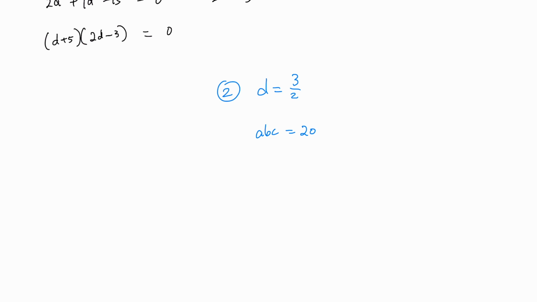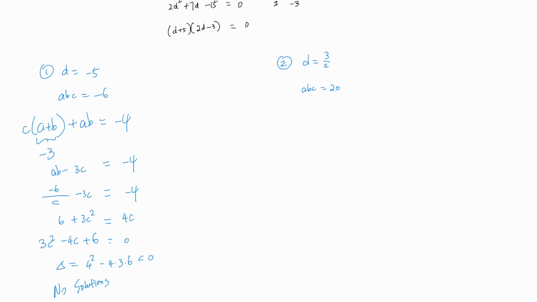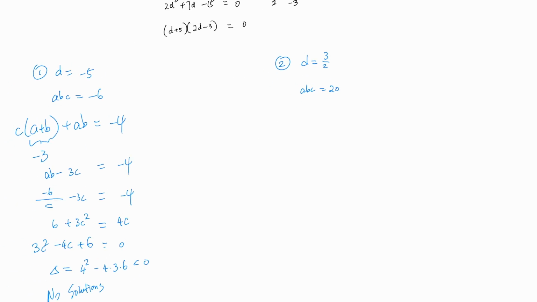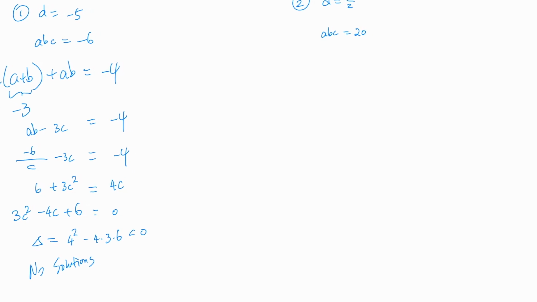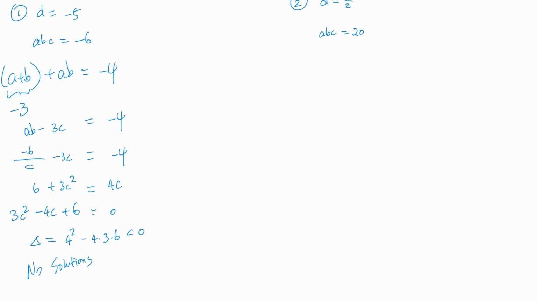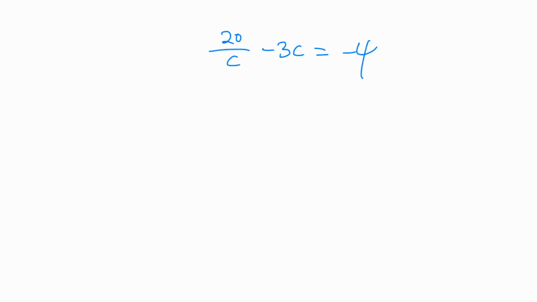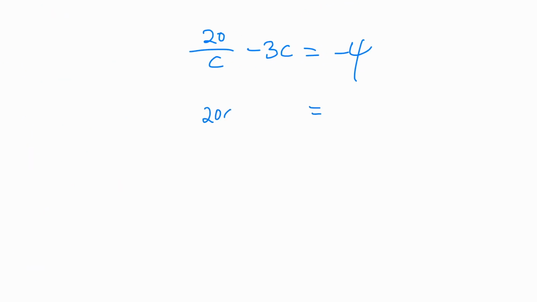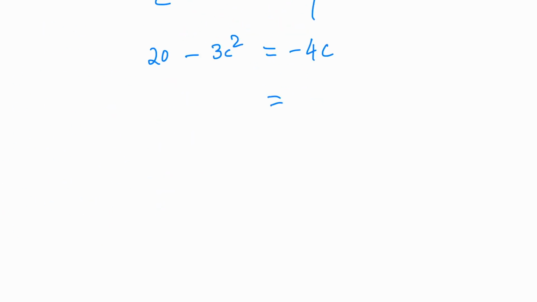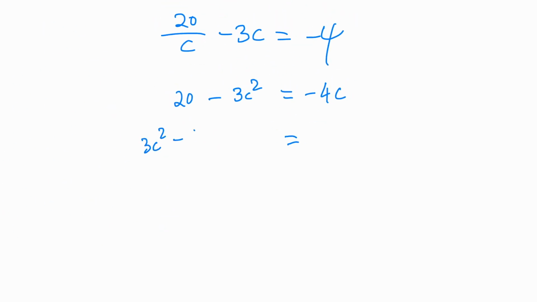B is equal to 3 halves. So if D is equal to 3 halves, ABC is 20. We can do the same process: 20 over C minus 3C is equal to negative 4. And over here, we multiply to get minus 3C squared equals negative 4C, which gives 3C squared minus 4C minus 20 is equal to 0 in this case.